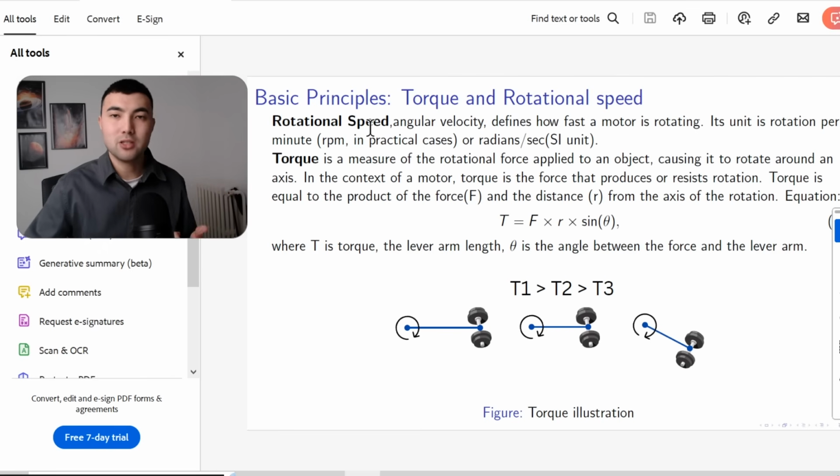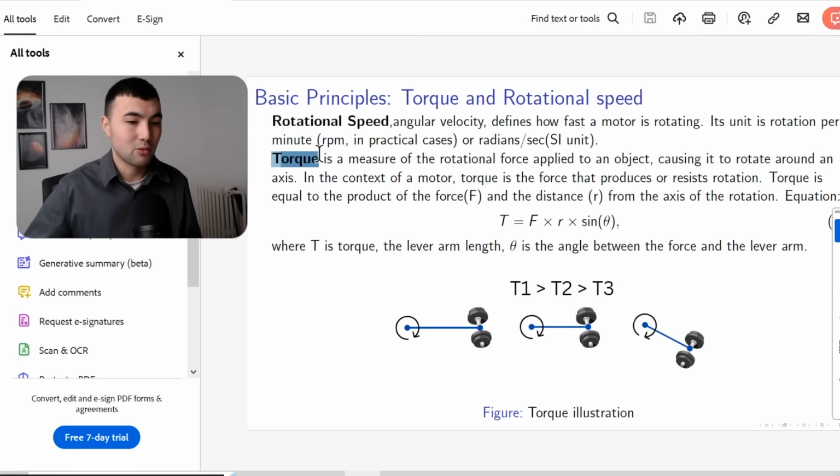And one rotation, as you remember from basic trigonometry, is 2 pi, which is 6.28. So 60 rotations per minute is equal to one rotation per second, which is around 6.28 radians per second, 2 pi per second. And the second parameter is torque.